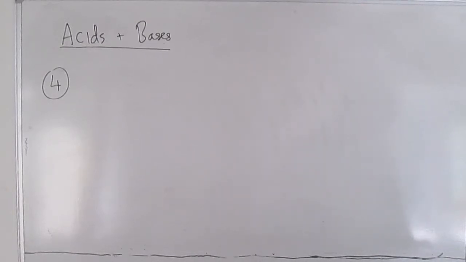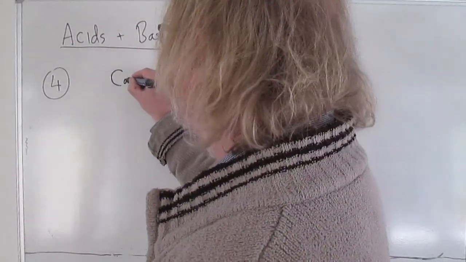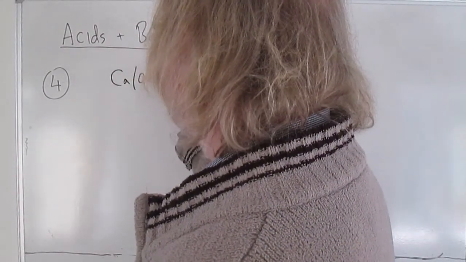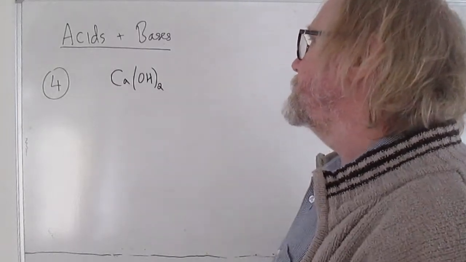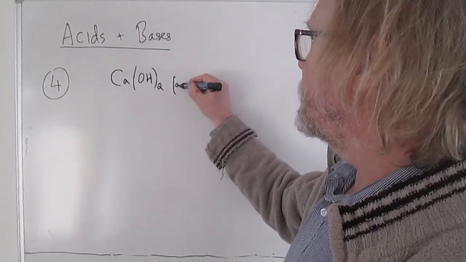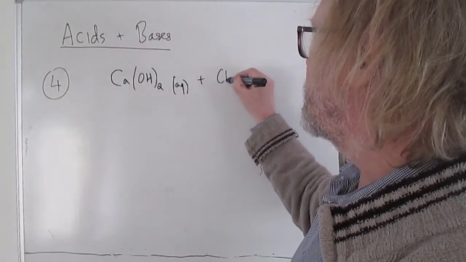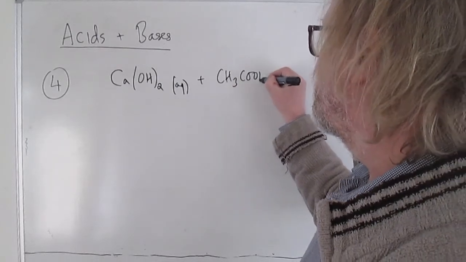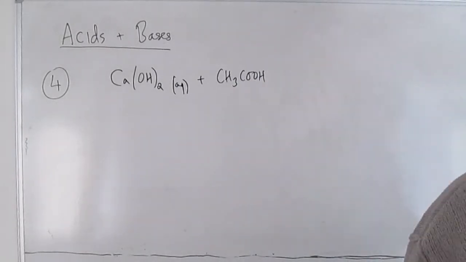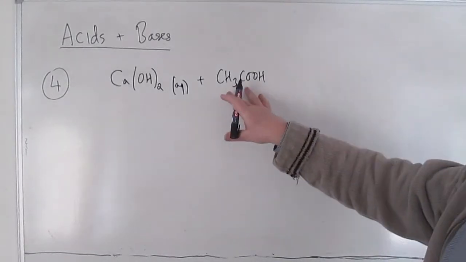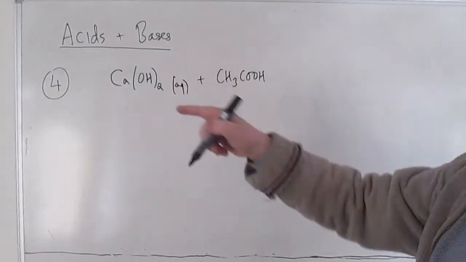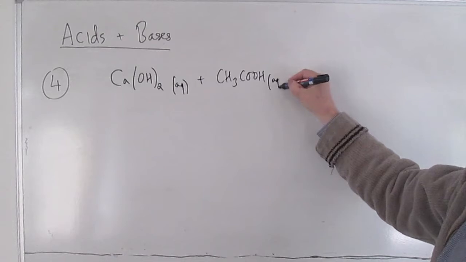So the first one is calcium hydroxide solution and ethanoic acid. So calcium hydroxide, Ca2+ and OH-, that's the formula, and that's aqueous, plus ethanoic acid, which it doesn't specify. If it was the pure substance, that would be a liquid, but it's going to be aqueous once it mixes anyway, so let's call it aqueous.